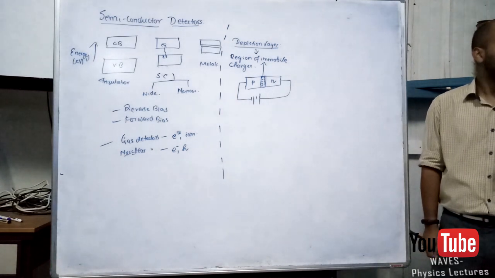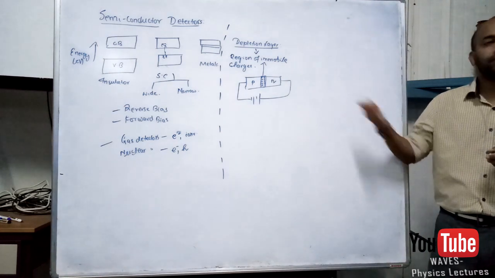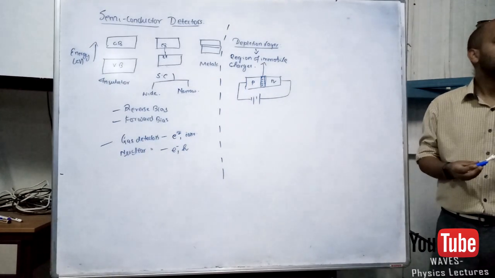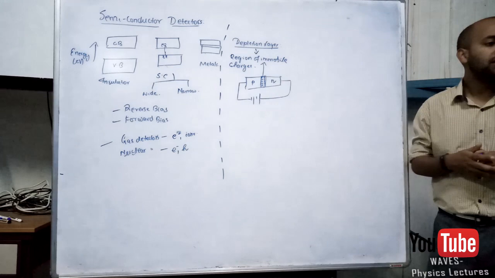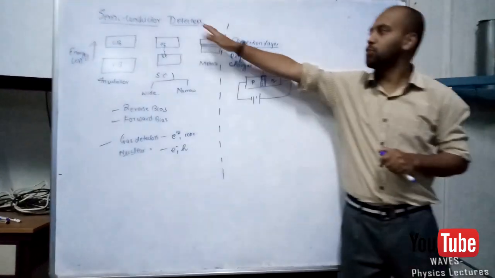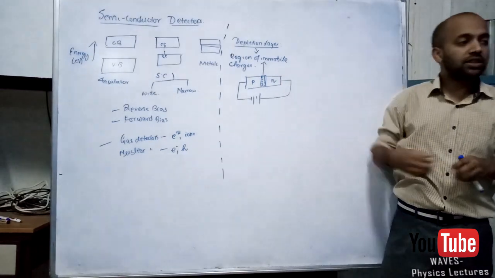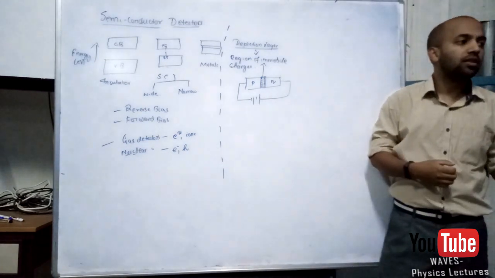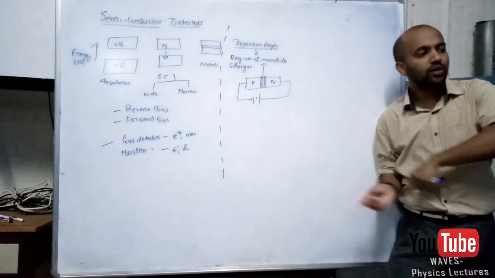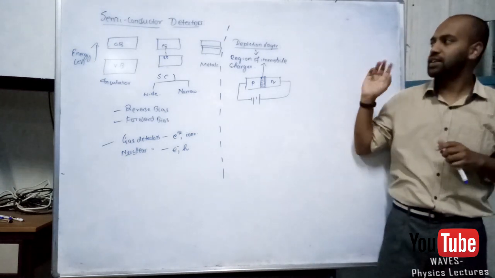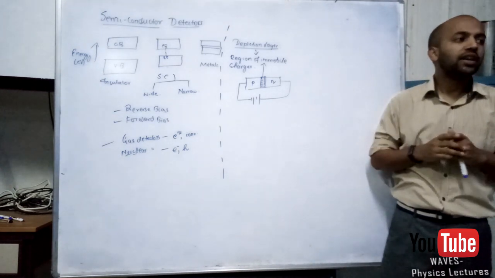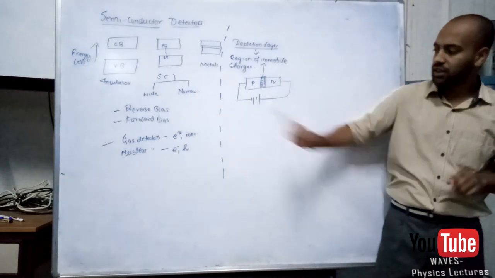Now what do I need to do so that I can have the charges mobile again? I can put in some energy, and that energy can be in the form of nuclear radiation. Once the nuclear radiation goes in, it basically creates an electron and hole pair, and that will give you a potential drop. That is the entire logic of semiconductor detectors. It has many advantages over the gas-filled detectors.